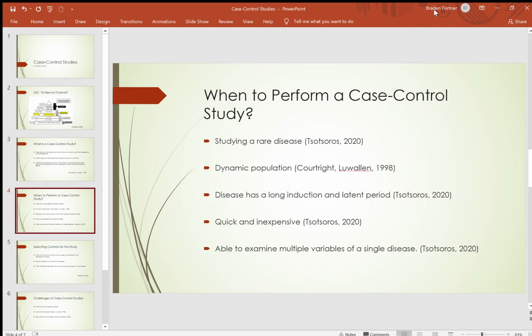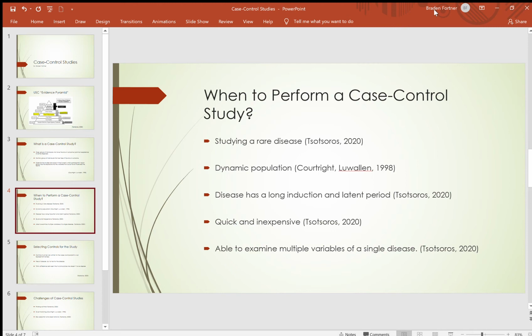So why would we ever perform a case control study, or when would be the appropriate time to do so? Case control studies are great for studying rare diseases, diseases in a dynamic population, and diseases with a long induction and a long latent period. That's just another way of saying there was a substantial amount of time between an individual being exposed to a certain disease or illness or a virus, anything like that, and the time that they start showing symptoms.